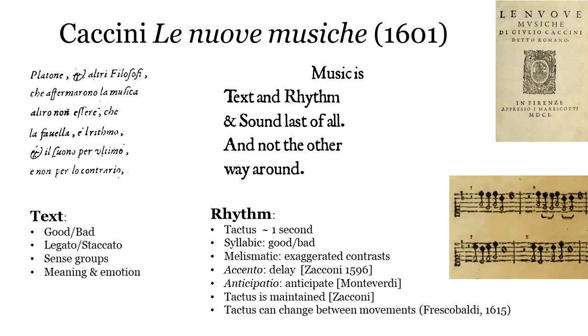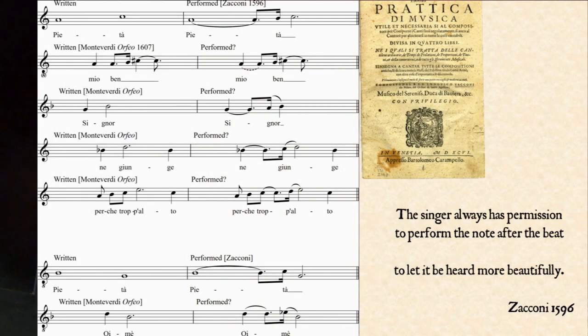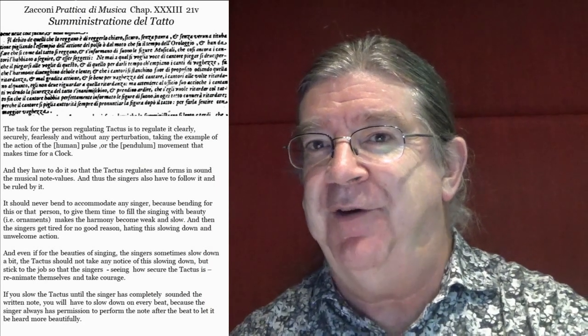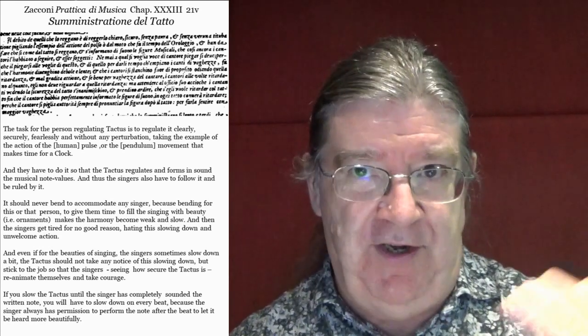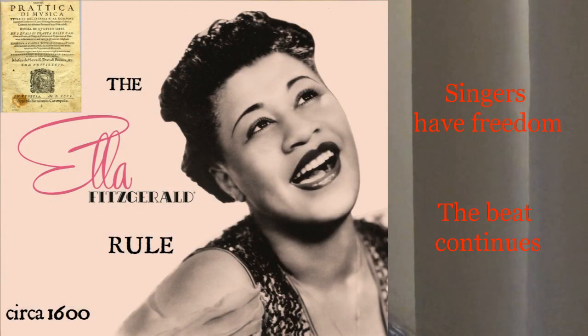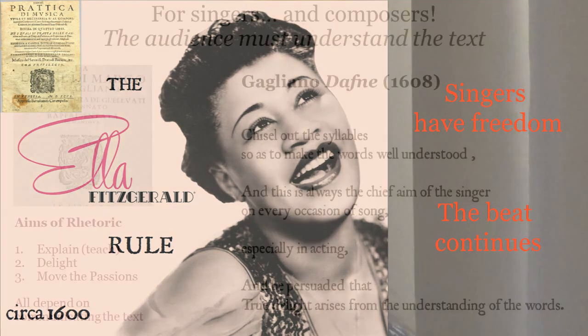Rhythm, we've mentioned this Tactus about 1 second. I wanted to mention this period meaning of accento. It's a particular ornament which, according to Zacconi, means that the singer actually delays compared to what's written. He delays against the Tactus. The Tactus carries on. It's like Ella Fitzgerald. She's not singing unrhythmically, but she might be syncopating against a beat that she feels and understands. And the job of the rhythm section, continuo in Baroque, is not to follow that jazz singer, but to maintain the groove underneath.